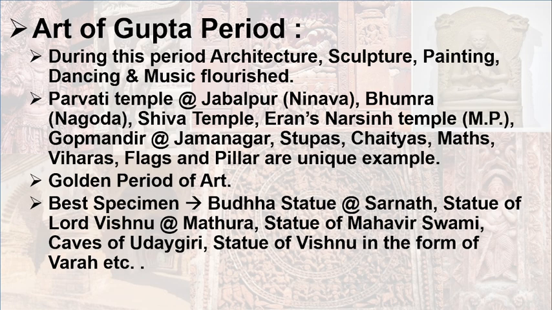Parvati temple, Jabalpur, Bhumara, Nachna, Shiv temple, Eran, Narsi temple in MP, Gop Mandir at Jamnagar, stupas, chaitya, math, vihar, flag and pillar are unique examples of this architecture and sculpture. The Gupta period is the golden period of art, and we found base specimens like the Buddha statue at Sarnath, statue of Lord Vishnu at Mathura, statue of Mahavir Swami, cave of Udaygiri and statue of Vishnu in the form of Varaha. So these are the famous art of the Gupta period.